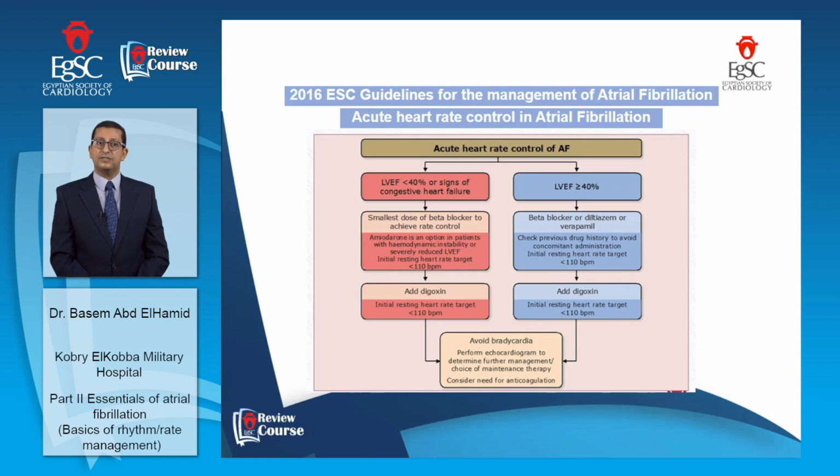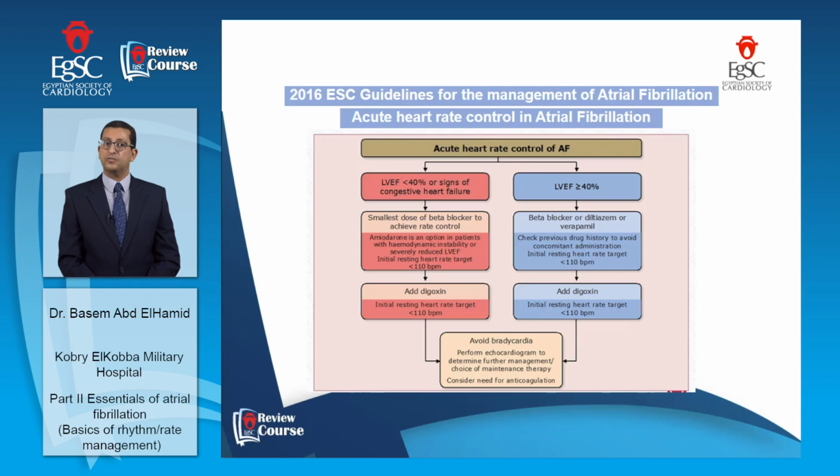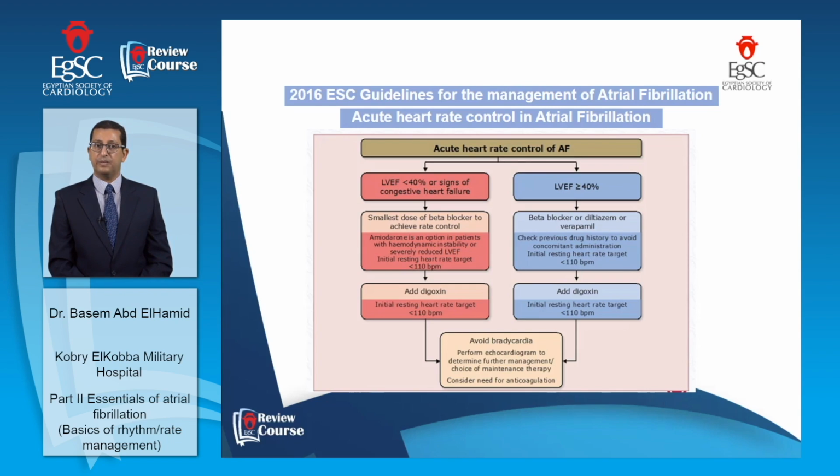What about in case of an ejection fraction less than 40% or signs of congestive heart failure? Start with the smallest dose of beta blockers. To achieve rate control, amiodarone is an option in patients with hemodynamic instability or severely reduced left ventricular ejection fraction. Also, our rate target is less than 110 beats per minute. If not responsive, add digoxin.